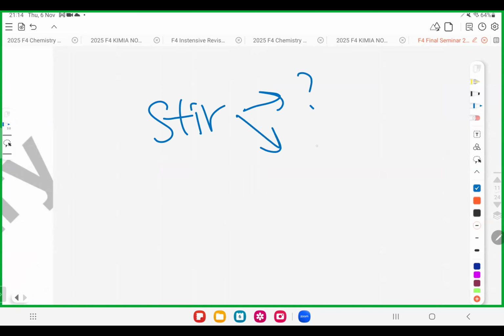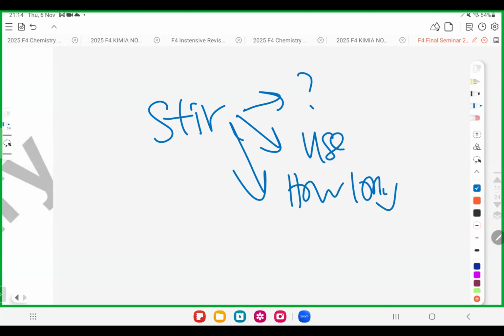Second, what do you use to stir? Are you using your finger to stir? Are you using a spoon to stir? Third, you stir for how long? You stir for 1 minute, 2 minutes, 1 hour? You didn't tell me. You only write the answer stir and you expect I know everything, is it? No, right, guys?